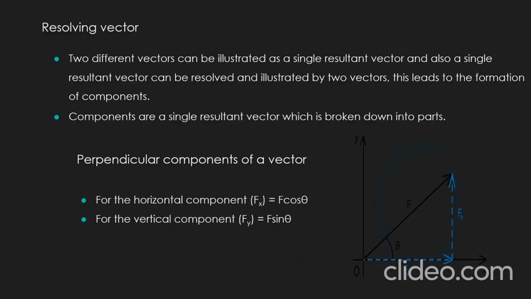Next comes resolving vectors. Two different vectors can be illustrated as a single resultant vector, and also a single resultant vector can be resolved and illustrated by two vectors. This leads to the formation of components. Components are the two parts into which a single resultant vector is broken. A vector always has two perpendicular components, a horizontal component and a vertical one. To calculate the horizontal component, we use the formula F cos theta. For the vertical component, we use F sin theta.